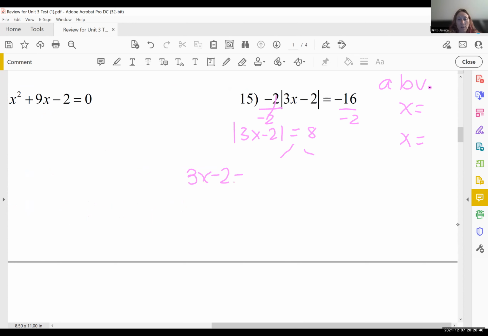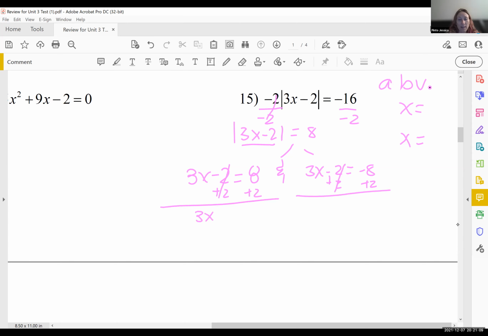3x minus 2 is equal to 8. Or there was another possibility that the entire absolute value inside here was -8, which evaluates to +8. So 3x minus 2 equals -8. The work is the same on both of these. I add 2. Which sometimes I like to do it like this, where I do it all together.